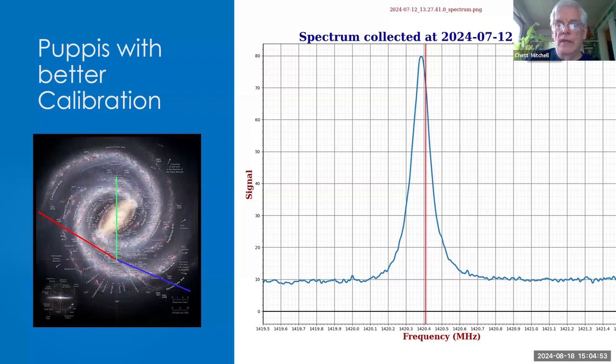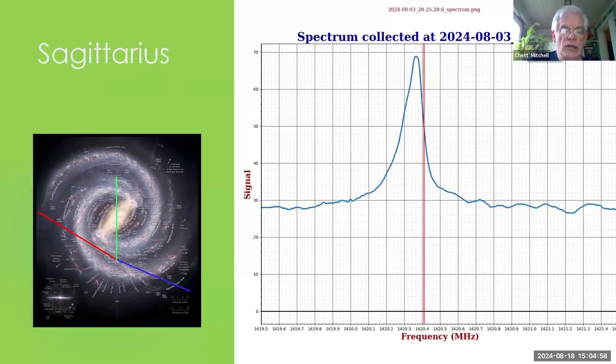So this is in the direction of Puppis. This is in the direction of the center of the galaxy in Sagittarius. This one is kind of not very well calibrated.